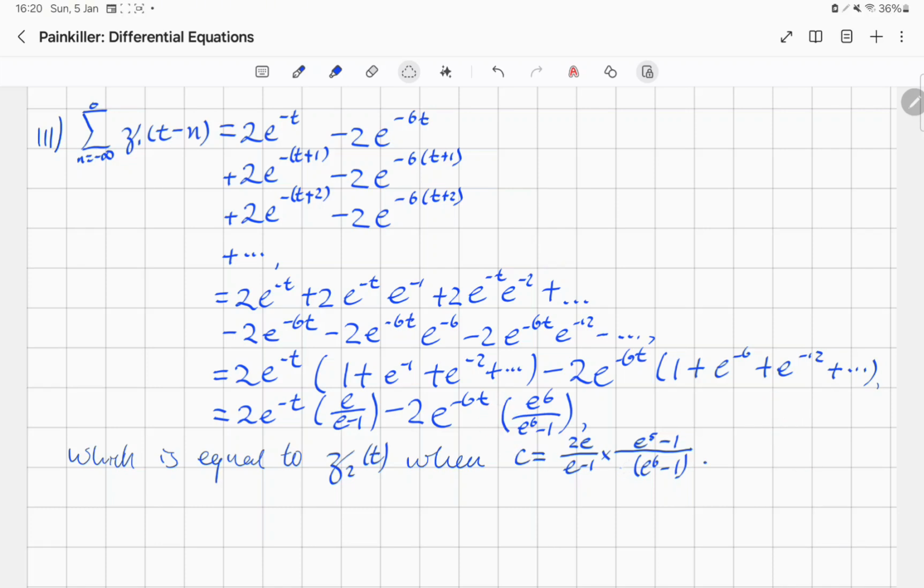We can now use the sum to infinity to say that the sum is equal to 2e to the negative t, e over e minus 1. Take away 2e to the negative 6t, e to the 6 over e to the 6 minus 1. And this is equal to z2(t) when c is equal to 2e over e minus 1 multiplied by e to the 5 minus 1 over e to the 6 minus 1.